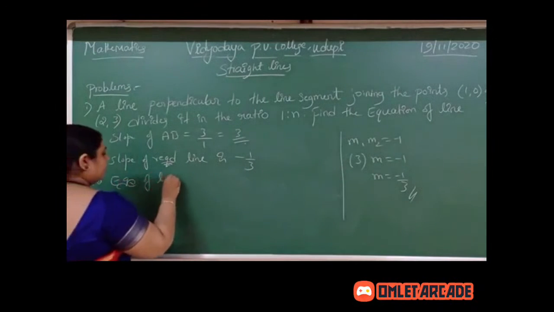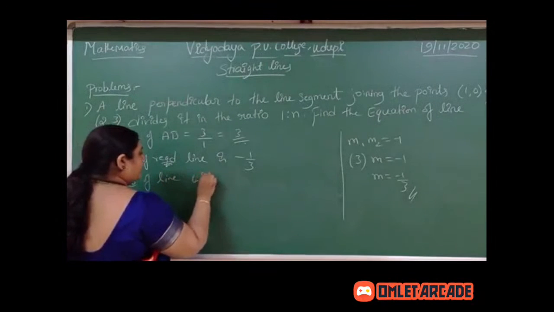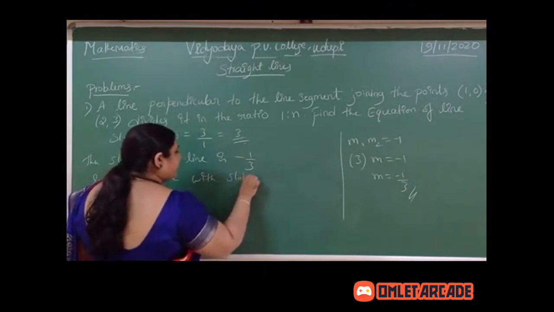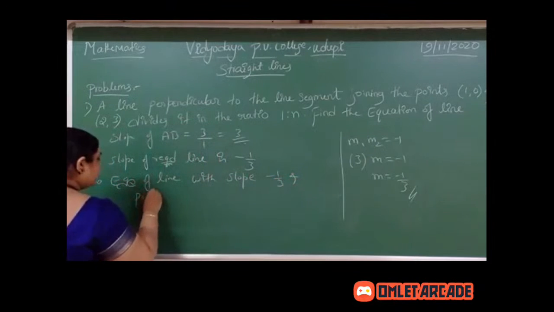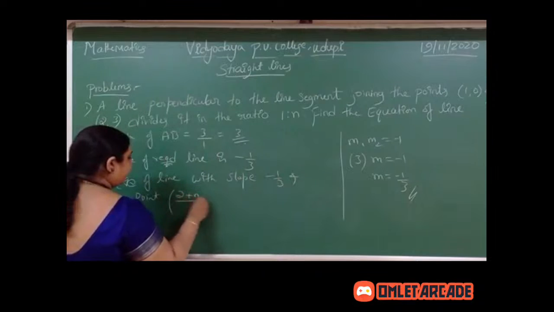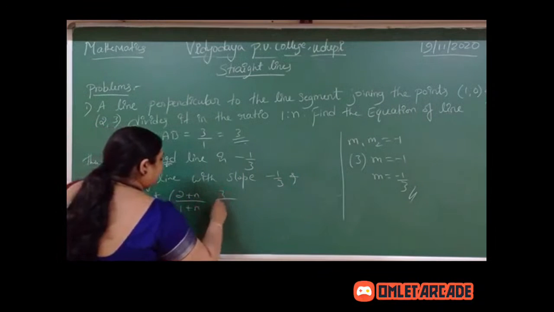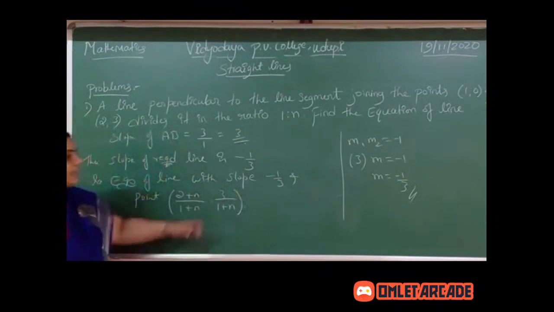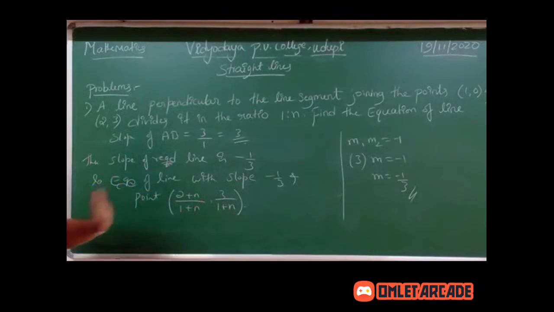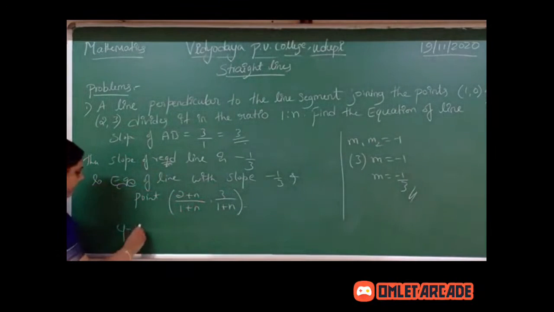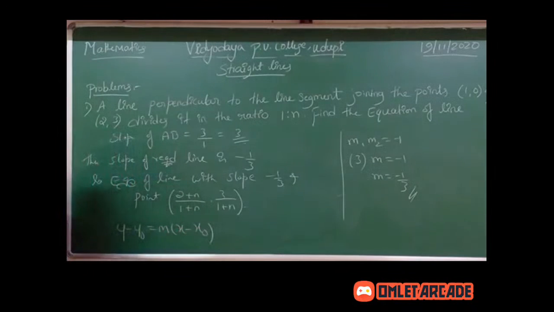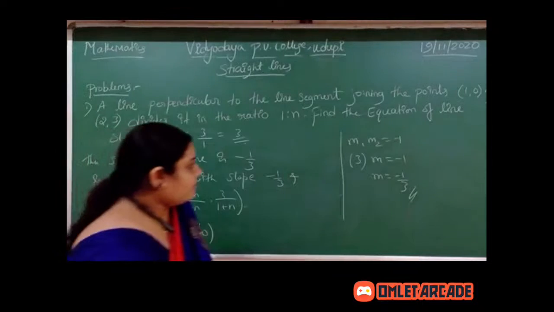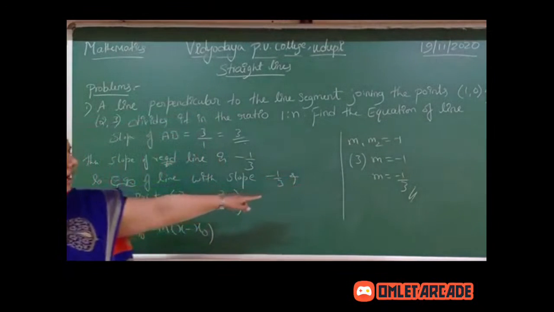So, equation of line with slope minus 1 by 3 and point (2 plus n) divided by (1 plus n), 3 by (1 plus n). See, slope and point are given. You know the formula. What is the formula? y minus y naught is equal to m into (x minus x naught), isn't it? Let me substitute. I hope you have written this.